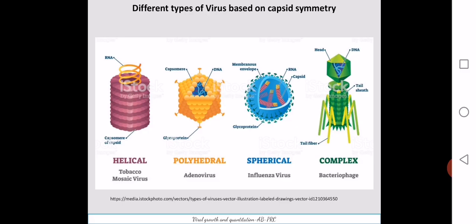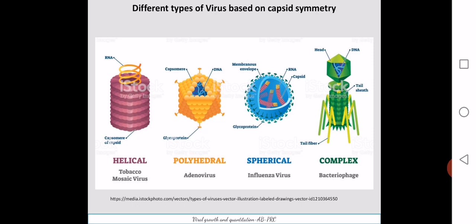Based on the symmetry, the shape of the capsid, we have different classes of viruses, like a helical virus with a helical capsid symmetry. There will be polyhedral viruses, spherical viruses, and complex viruses. Most of the bacteriophages come under the complex symmetry. In complex symmetry, there will be a polyhedral head and a tail region, and the other materials are also there, like the nucleic acids, and there'll be some attached structures in the tail region.